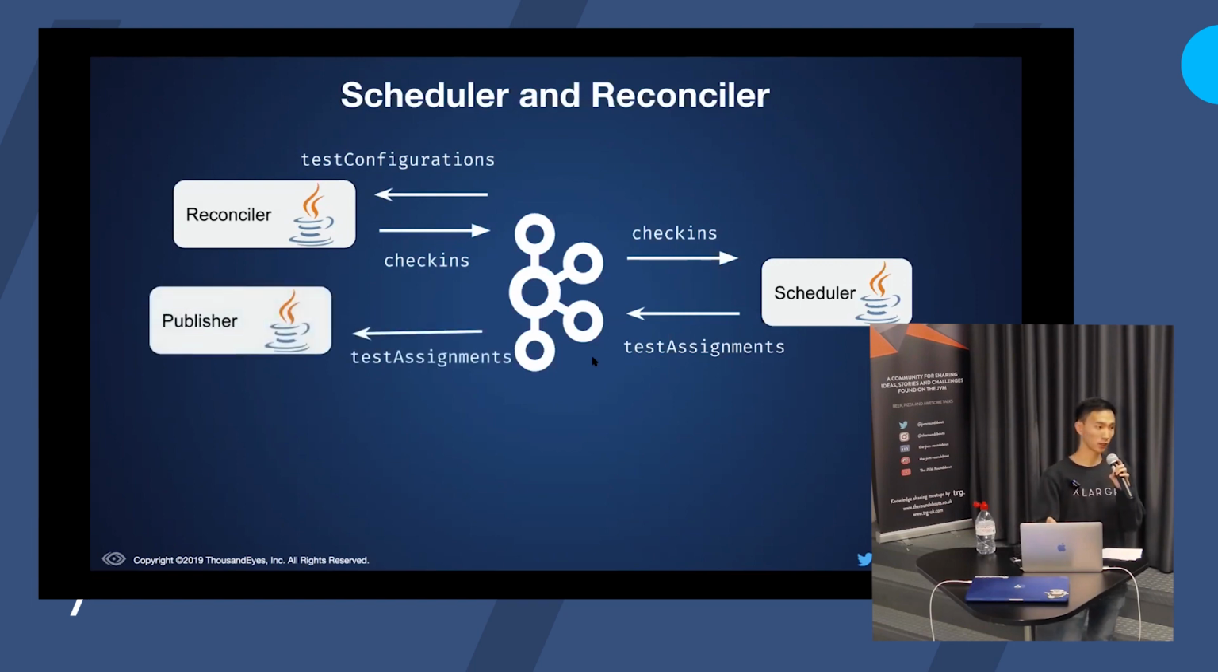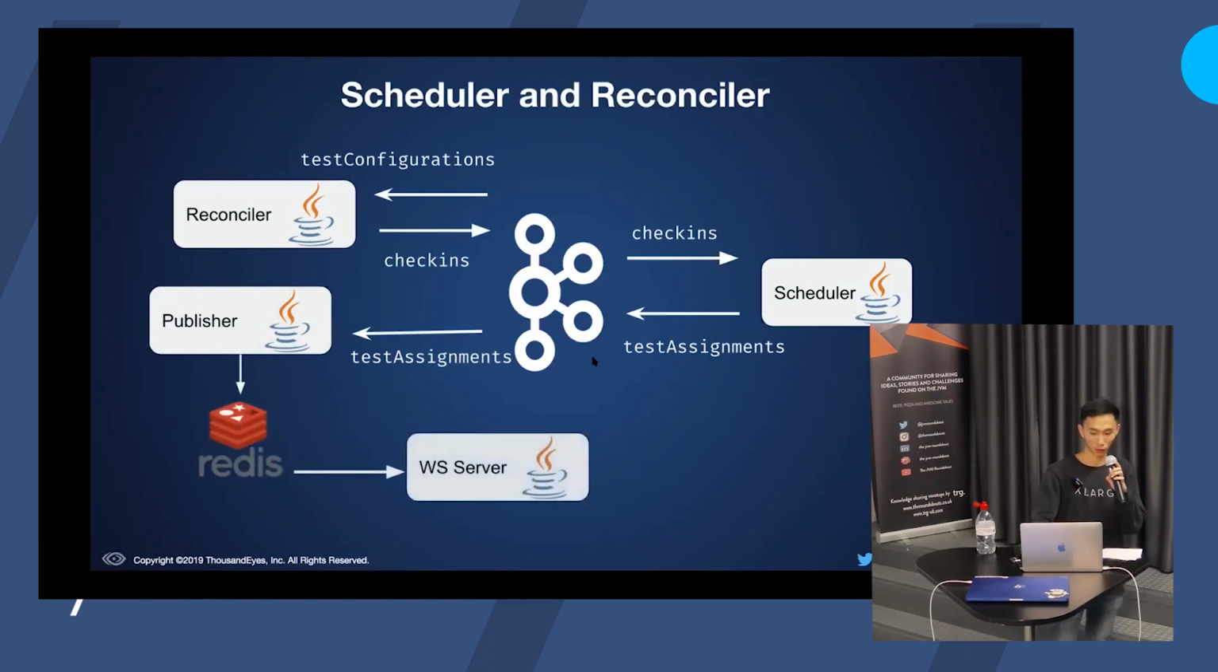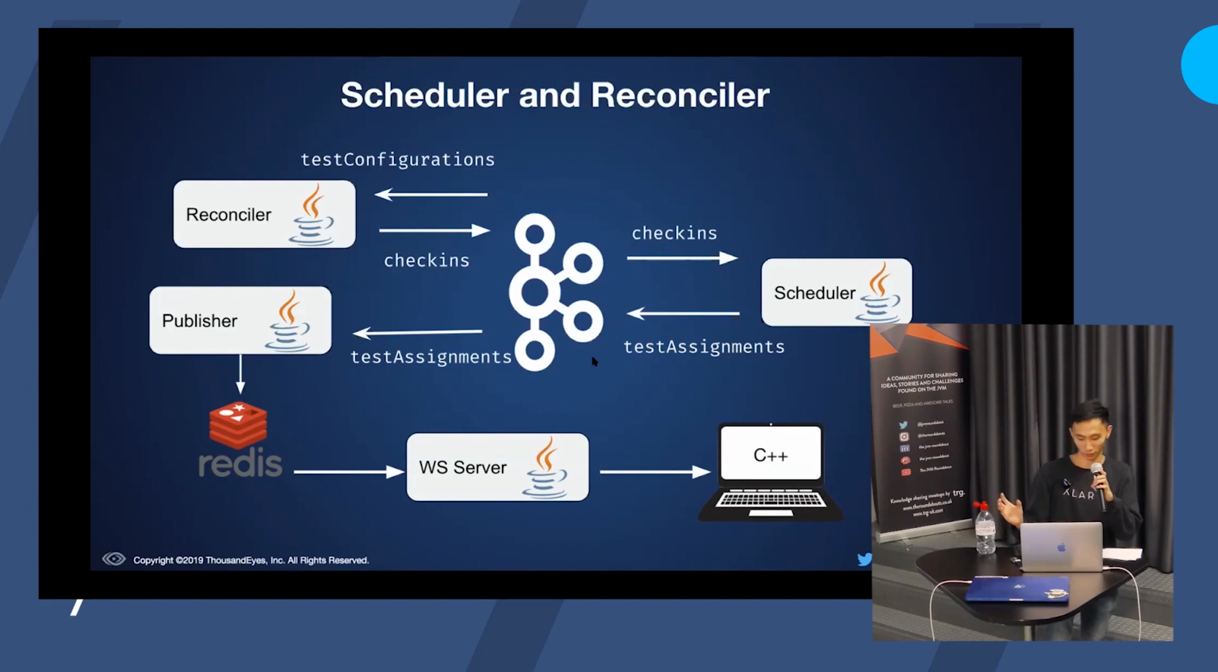We have the publisher, which is listening to the test assignments topic, which is the result of the scheduler, and enriches it with some metadata, and then it pushes it to Redis. Finally, we have the WebSocket server that's listening to the Redis topic, and it forwards this message along to the endpoint agent. So that was a super intense session of how we've managed to schedule all this stuff.